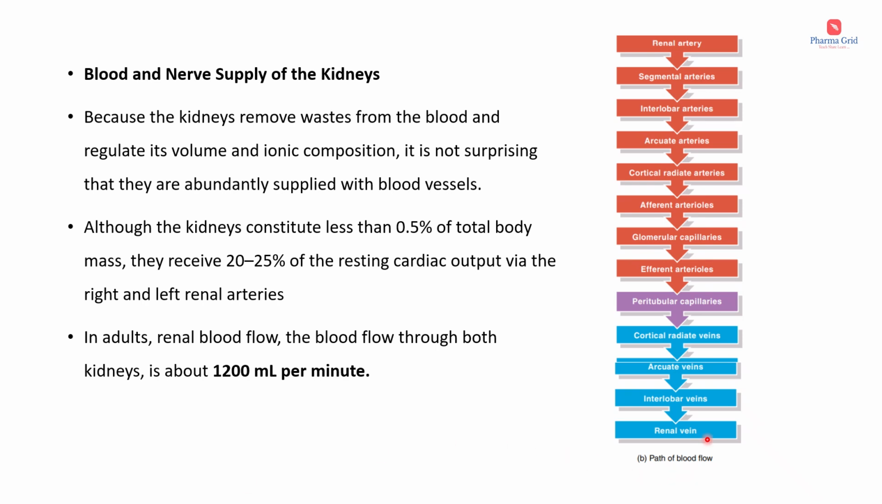Here you can see the path of blood flow in the kidneys. That is the renal artery, then the segmental arteries, interlobar arteries, arcuate arteries, cortical radiate arteries, afferent arterioles, then the glomerular capillaries, then the efferent arterioles, peritubular capillaries, cortical radiate veins, arcuate veins, interlobar veins, then the renal vein. This renal vein carries the deoxygenated blood back to the heart.